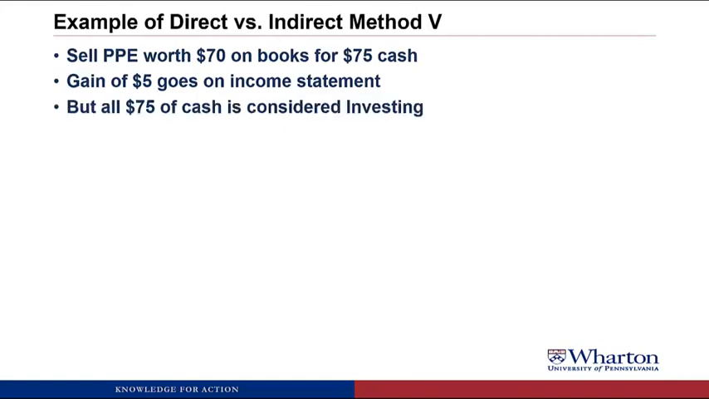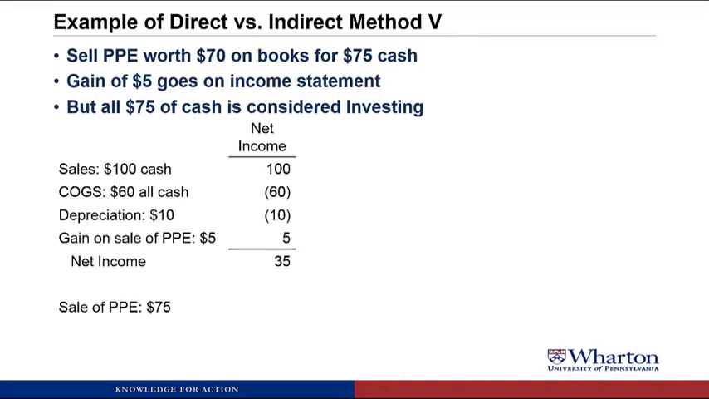So we're going to consider all $75 of cash that we receive as an investing activity, which is another indication that we don't treat this as a revenue activity because if it was, it would be part of operating cash flow. So I'm going to bring back one of the basic examples we did early on, where we have all of our sales in cash, all of our cost of goods sold in cash, and then depreciation of $10. We're going to add to that the gain on sale of property, plant, and equipment, which goes on the income statement, which would make our net income $35.